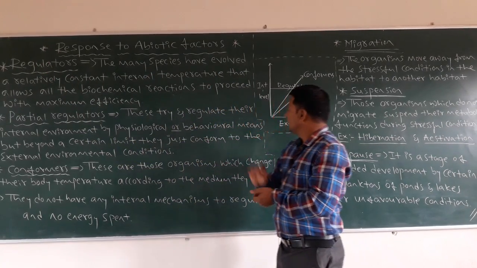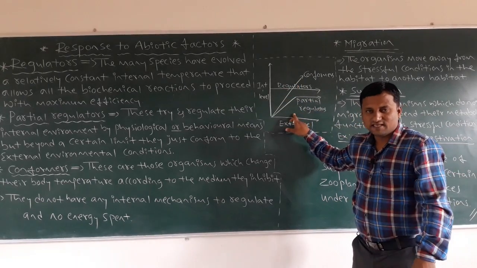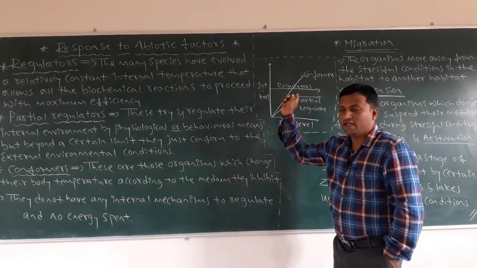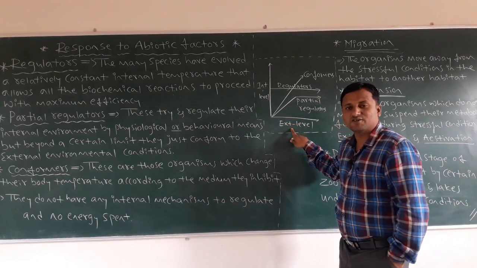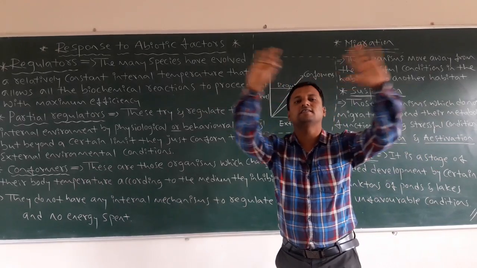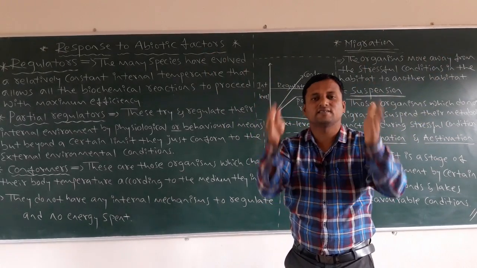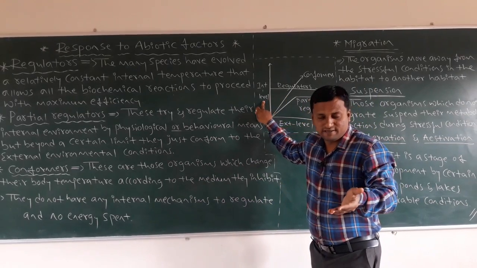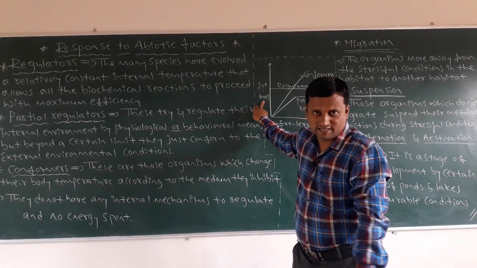Just see, here is a graphical representation. In this graphical representation, two environmental conditions are mentioned. One is called the external level, that is, the external conditions, environmental conditions or climatic conditions, and the second is the internal level. Internal level means within the body, inside the body.